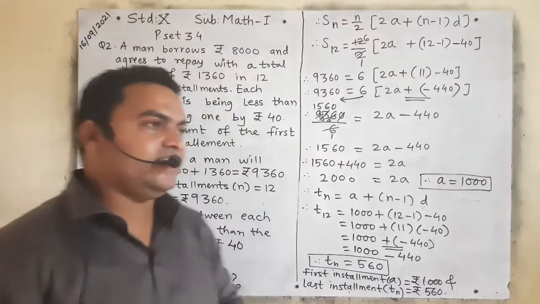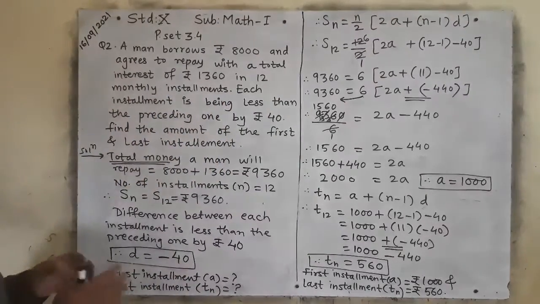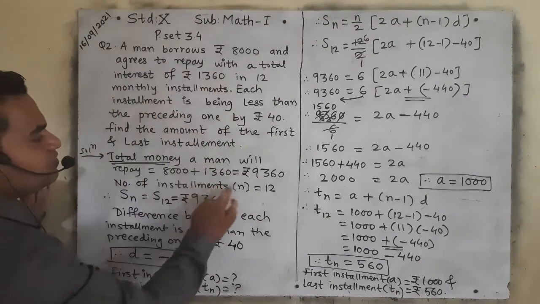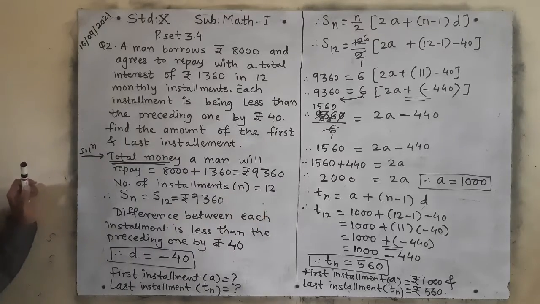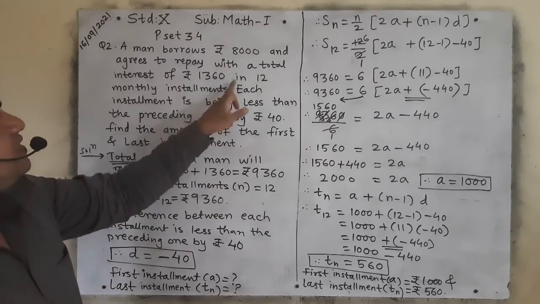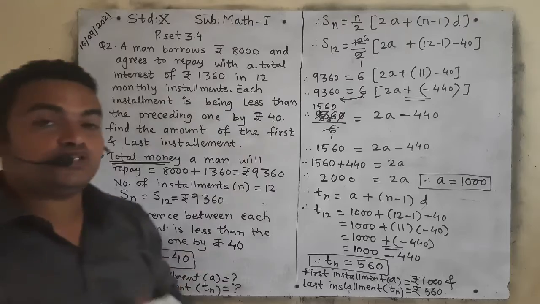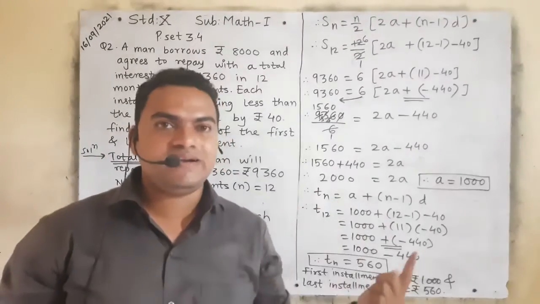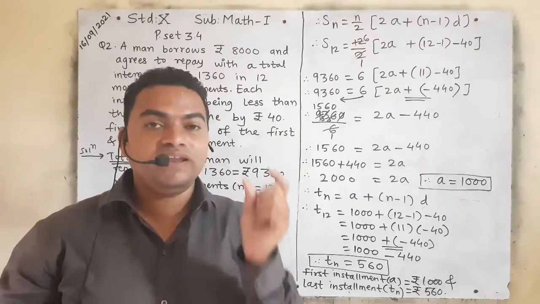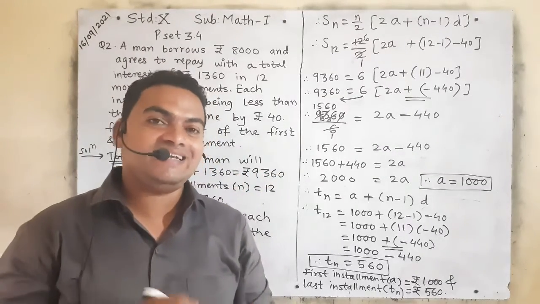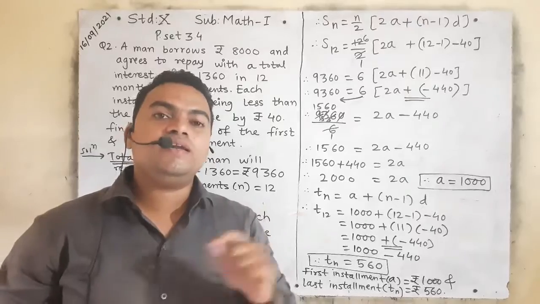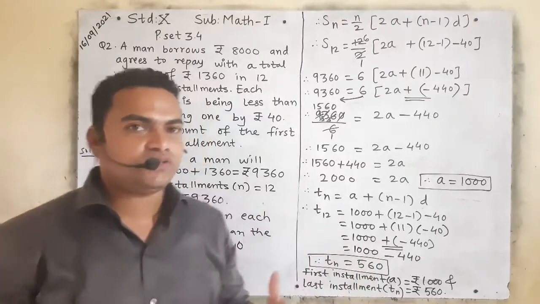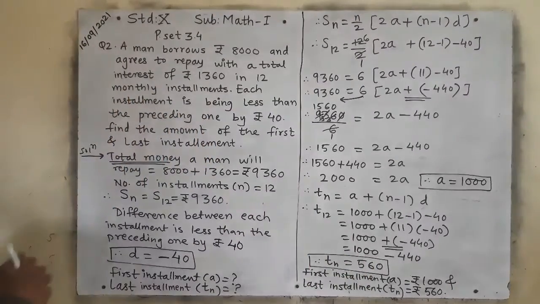So SN, the total of the installments, will be the amount 9,360 rupees. Okay. Now see what else is given. In 12 monthly installments, the total number of installments will be 12. Total number of installments means N. Whenever the total number comes, you will understand that is the value of N. So total 12 installments means the value of N is 12.